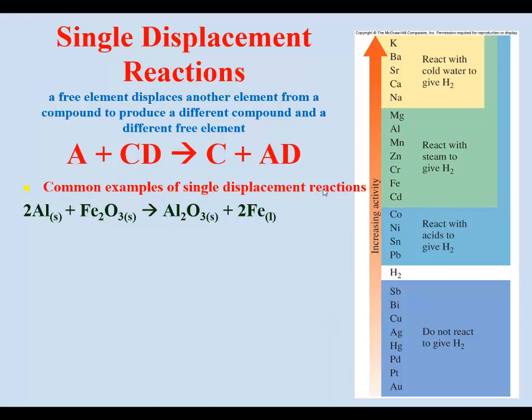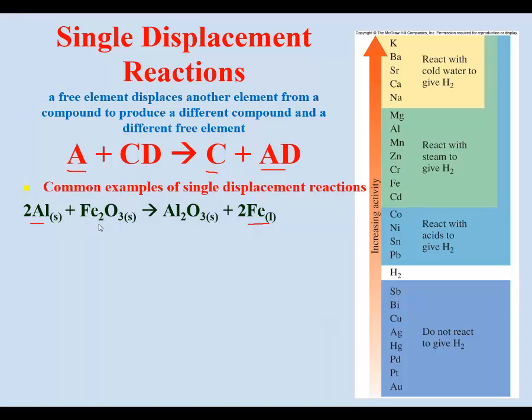Now just as a quick review, remember single displacement, we're going to look at an element all by itself combining with a compound to release an element from that compound, C here, and form a product where the element has combined to form a new compound. So for example, aluminum can react with rust in what we call the thermite reaction. It's a very exothermic reaction, which means it releases a lot of heat energy, and so we can end up with aluminum displacing iron. So aluminum came stag to the dance, and iron ended up all by itself as it lost its dance partner, the oxygen.